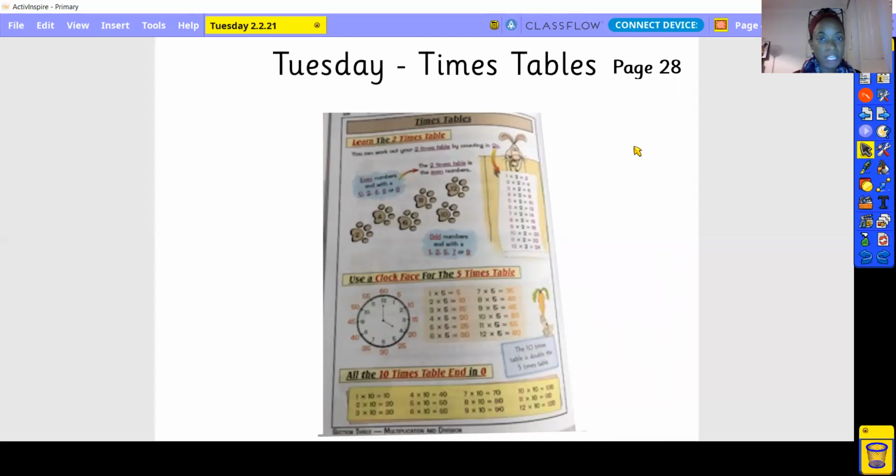And thinking about the 10 times table, it's one of my favourites. What we know about the 10 times table is that A, it's double the 5 times table, and B, all the answers end in 0.